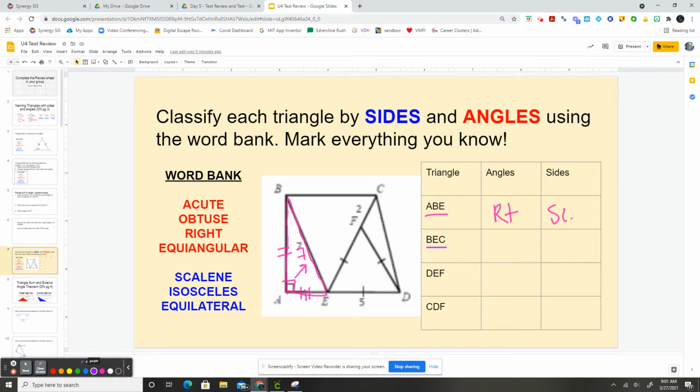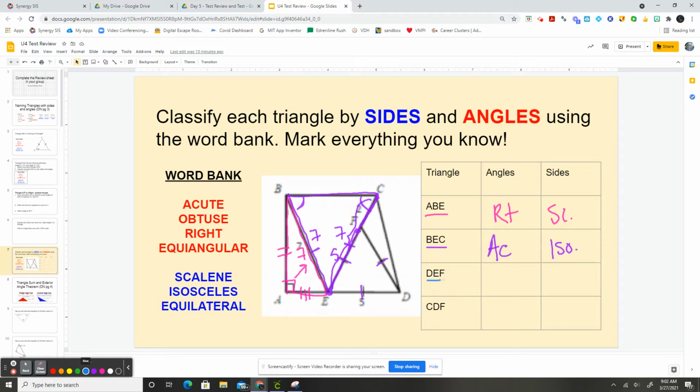Then if we come to BEC, that one's just a little bit harder. We know that this side is 7. And we know because these sides are all equal that this is 5. And 5 plus 2, that total is also 7. Remember, the part plus the part equals the total. So if these two sides are the same, then these two angles are the same. And I've got an isosceles triangle. Okay. They're all acute, so it's acute isosceles.